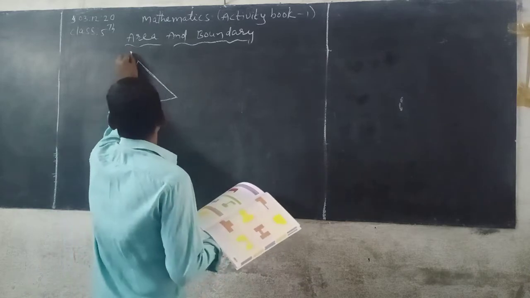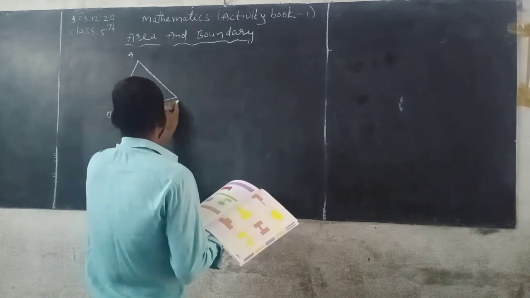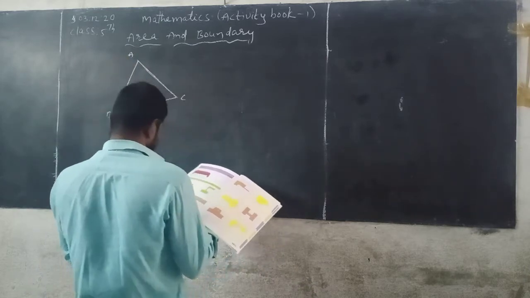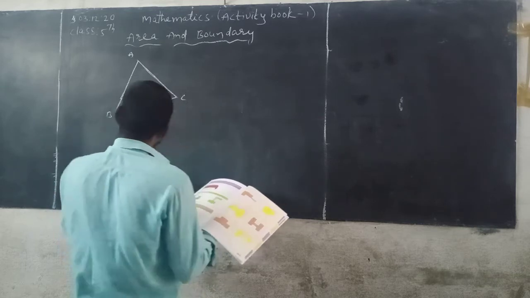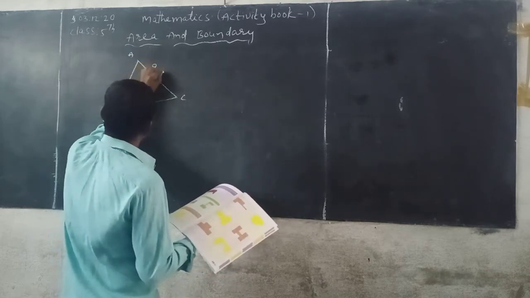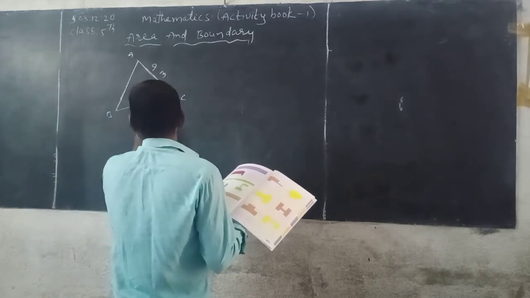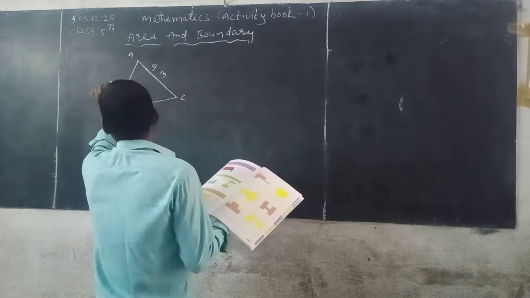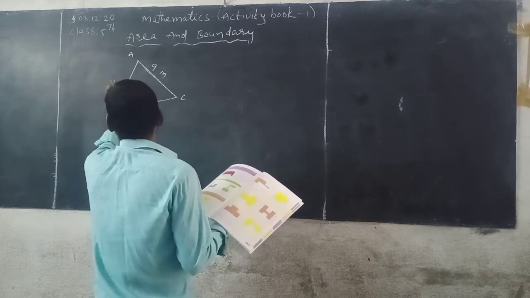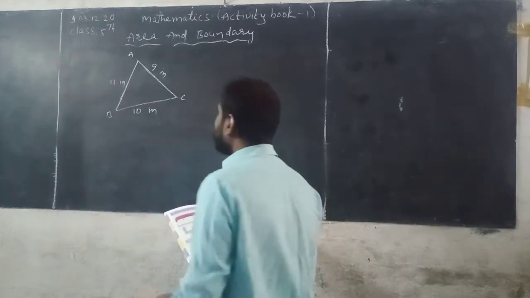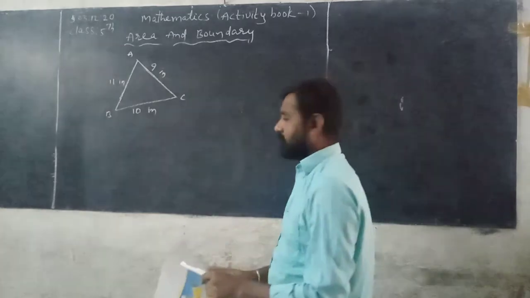Now A, B, C. 9 inches. IN means inches. 10 inches. This is 11 inches. Now you can find out first the perimeter of the triangle.